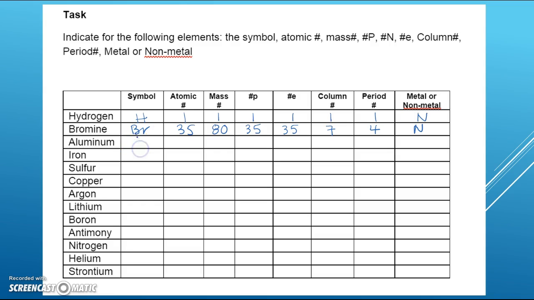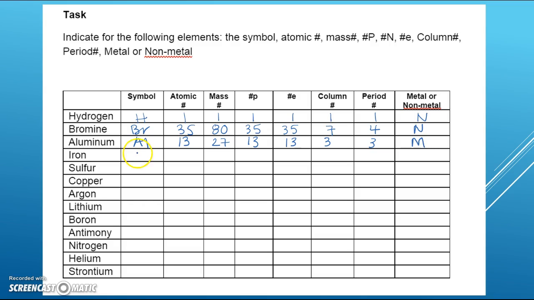Aluminum is Al. The atomic number for aluminum is 13. 27 is the mass number. The number of protons is 13. Number of electrons is also 13. The column number is 3, and the period is 3 as well. And it is a metal to the left of those steps.